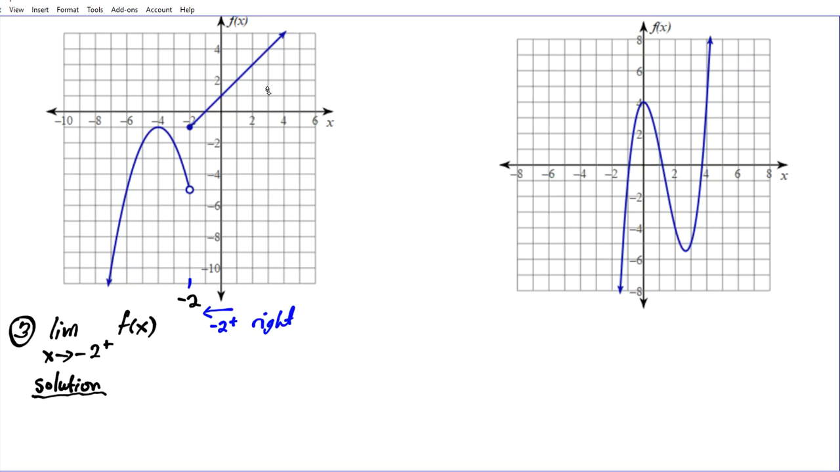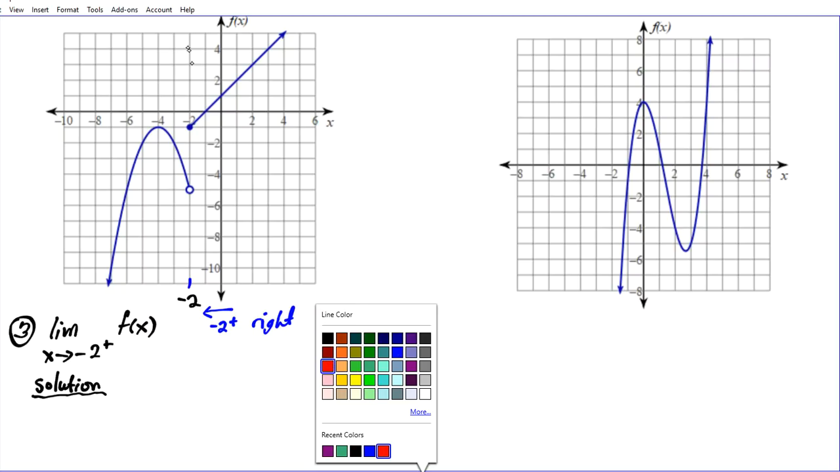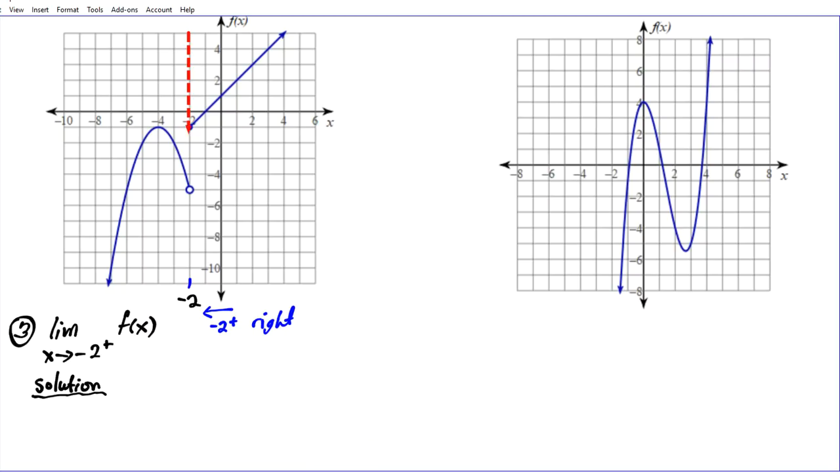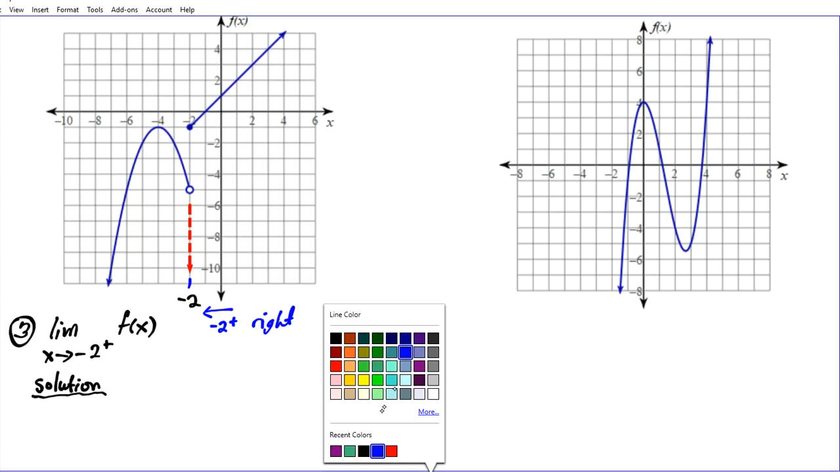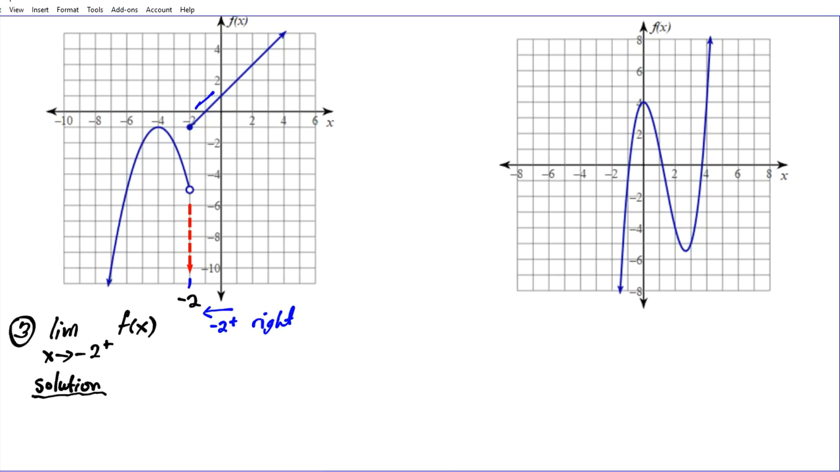So when you're approaching -2 from the right, you look at the function that's to the right of -2, which is this function right there. So the question, let me put a barrier line to help you see what's going on. This is the x value we are approaching right there. Now the question is, what are we approaching as the graph gets infinitely close to -2 from the right? What are we approaching? We're approaching a point.